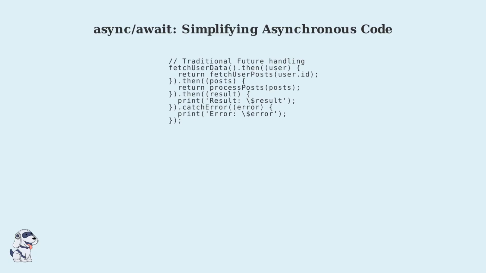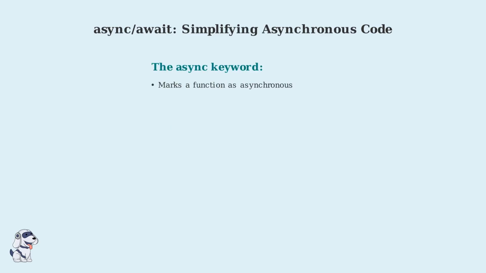The async and await keywords in Dart provide a powerful way to write asynchronous code that looks and feels like synchronous code, making it much easier to read and understand. Before async and await, working with futures required chaining then methods and handling callbacks, which could become complex and hard to follow. The async keyword transforms a regular function into an asynchronous function.